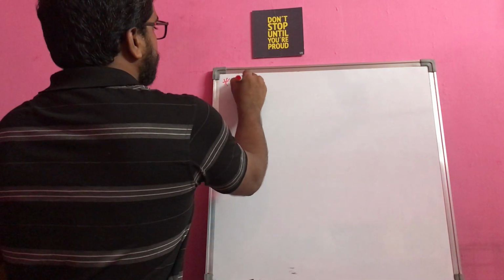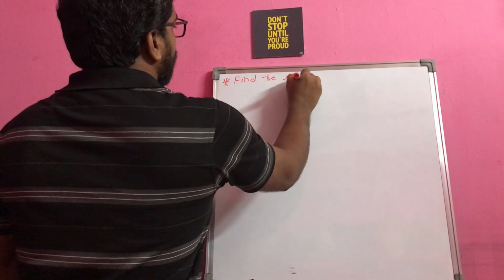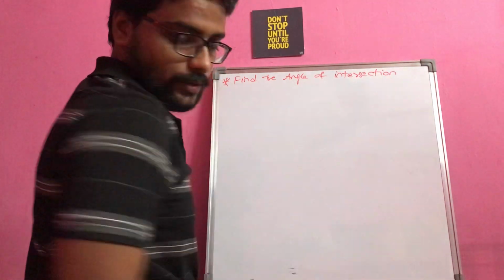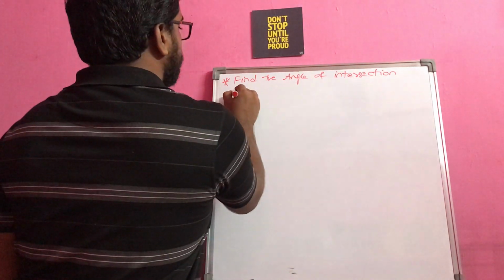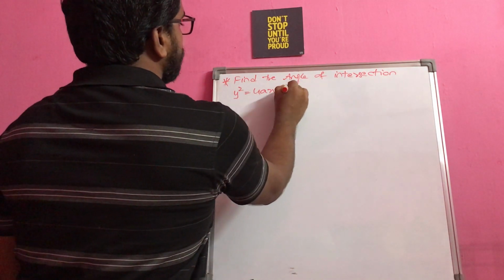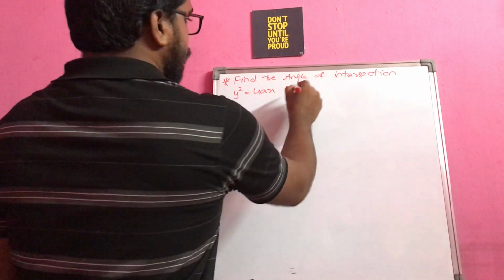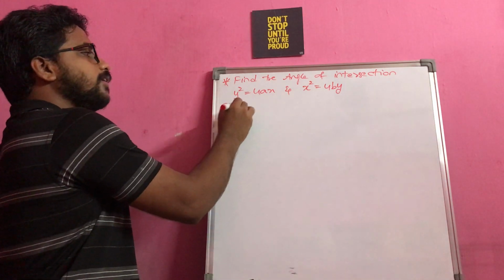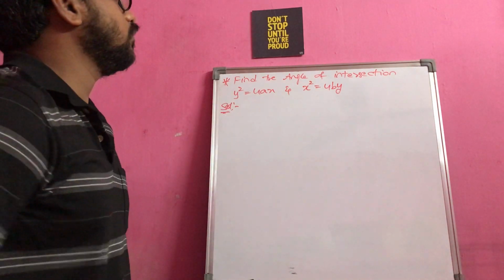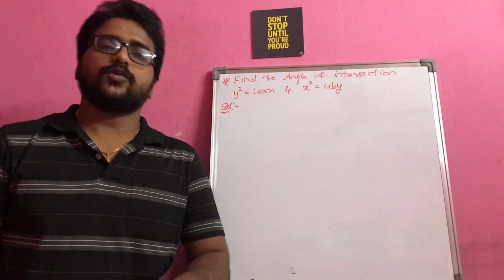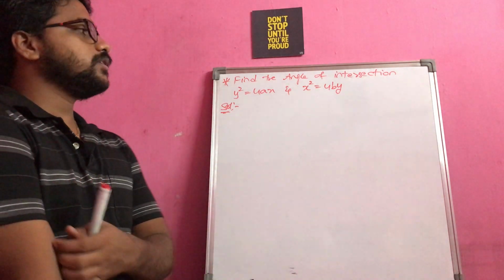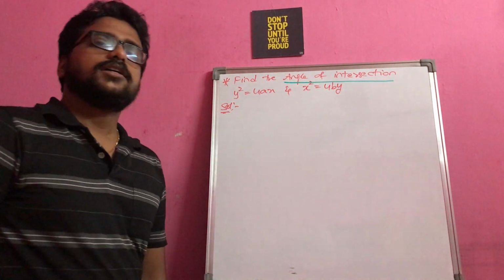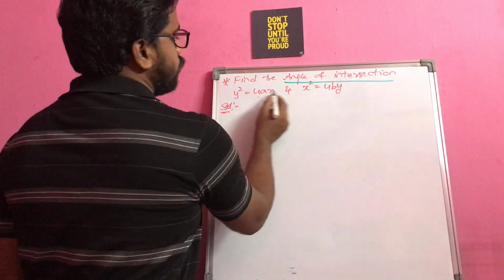See this question: find the angle of intersection of the curves y square is equal to 4ax and x square is equal to 4by. First try to understand the question. They are asking you to find out the angle of intersection here. So the angle of intersection for these two curves we have to find out.